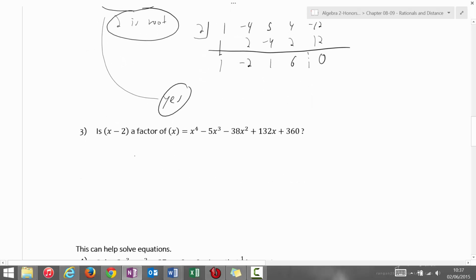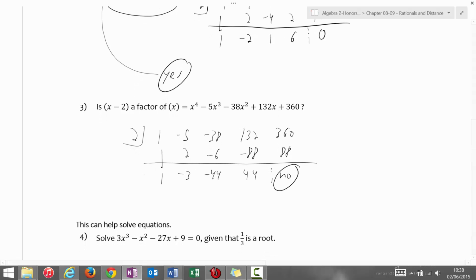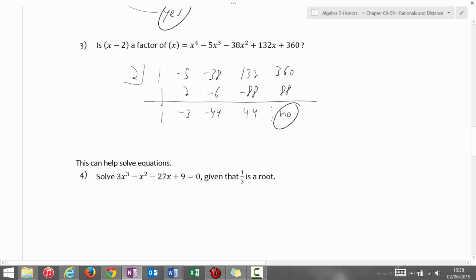Then if I want to say if x minus 2 is a factor of this, I get 2, 1, negative 5, negative 38, 132, and 360. Bring it down, 1, negative 3, negative 6, negative 44, negative 88. Add that, we get 44, 88, and a big fat no. No, the remainder is not 0.